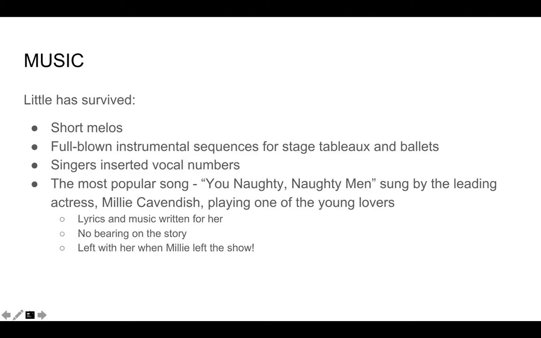And okay, so if you want that song, you bring Millie Cavendish because it has no bearing on the story. And it left with her when Millie left the show. When the next actress comes in, she brings her favorite thing that has been written for her. So you can see how these separate individual sections may be disjointed and then are sort of stuck in.